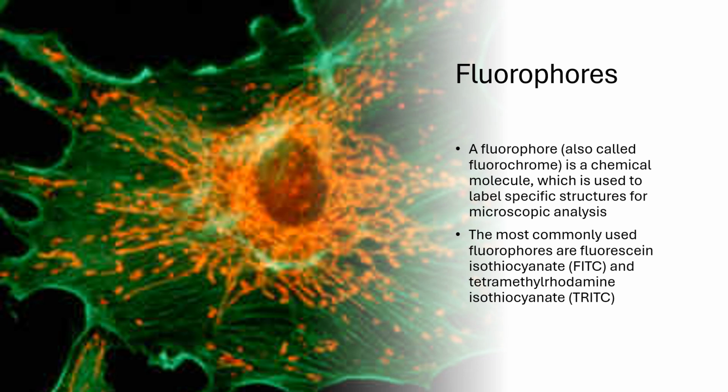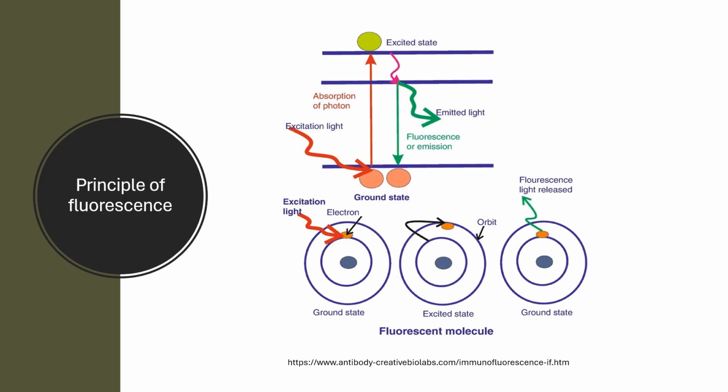The combination of antibody with its specific antigen does not lead to a visible change, and thus a readily identifiable label, namely a fluorochrome, must be irreversibly bound to the antibody so that its localization can be recognized. Fluorophores, also called fluorochromes, are chemical molecules used to label specific structures for microscopic analysis. The most commonly used fluorophores are fluorescein isothiocyanate and tetramethylrhodamine isothiocyanate.